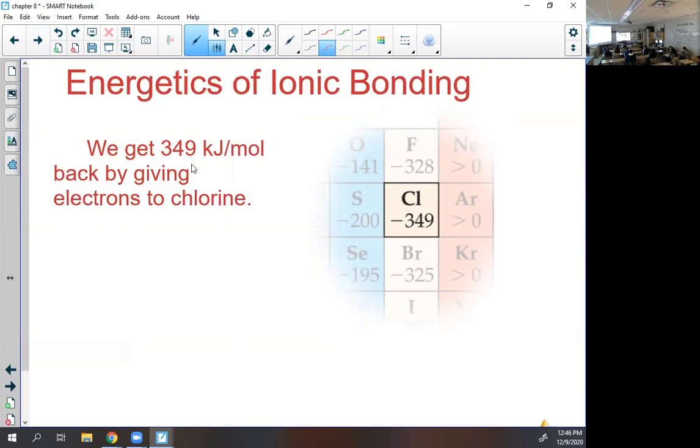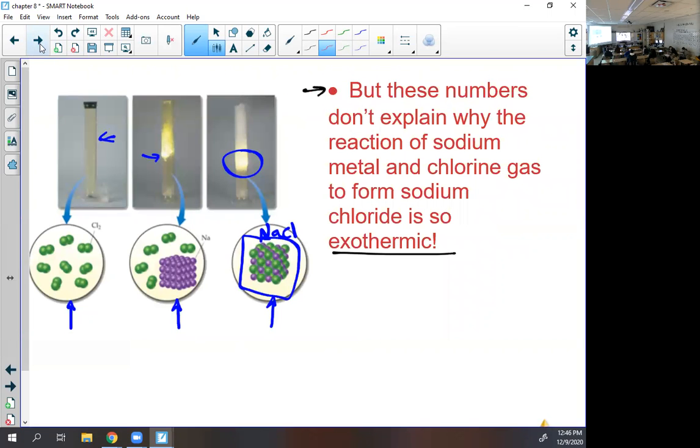All right, we get 349 kilojoules per mole back by giving the electron to chlorine. This is exothermic because the electron was far away and moved closer to the nucleus, and that gives off energy. That's an arrow. There's not a lot of change. I mean, there's more than you would expect. There's a 150 difference. So there are these two steps, but there's really a third step. And you don't have to do the math, you just have to understand the math.